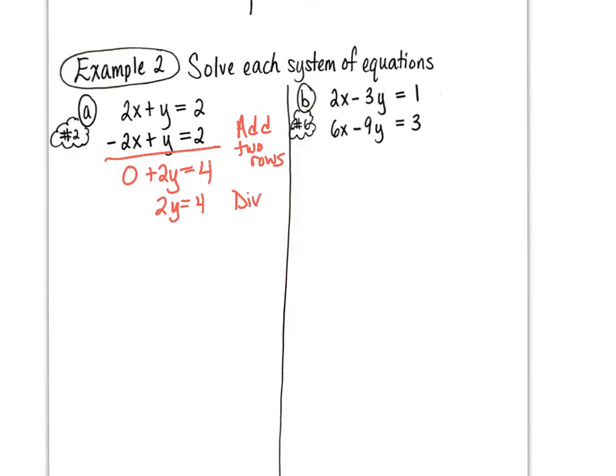Divide by 2. Notice that I'm writing down the steps that we're doing because we're going to need to know the steps whenever we're learning this new method. So it's important to remember the steps that you're taking to get there. So we're going to divide by 2. Dividing by 2 gives us y equals what?